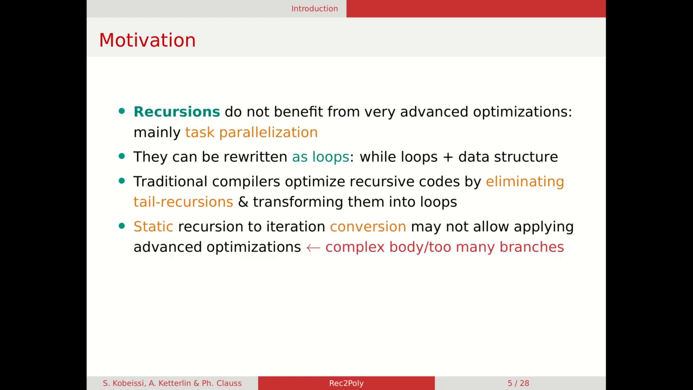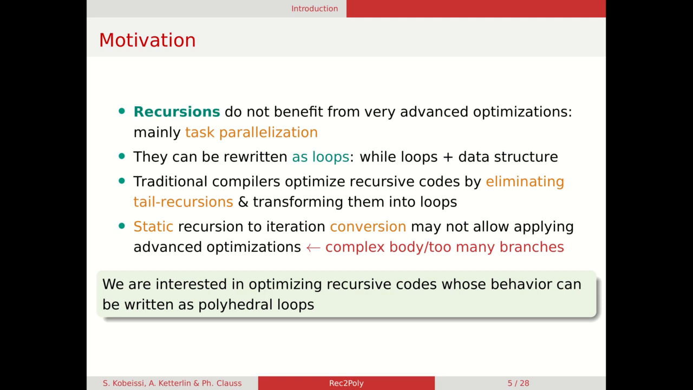In general, static recursion to iteration conversion may not allow applying further advanced optimizations because the final equivalent loops may have complex bodies with too many if branches. So, in this study, we are interested in optimizing exclusively recursive codes whose behavior can be rewritten as polyhedral loops and that eventually can benefit from polyhedral optimizations.